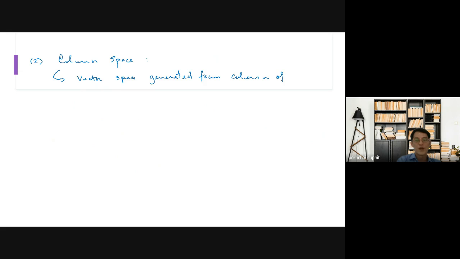Okay, so next topic for the first part, let's look at some of the concepts called column space and row space. They will be used a bit later when we talk about the general solution for a linear equation system. So let me talk about column space first. So what is a column space? Basically, it's just a vector space that is generated from the columns of matrix A.